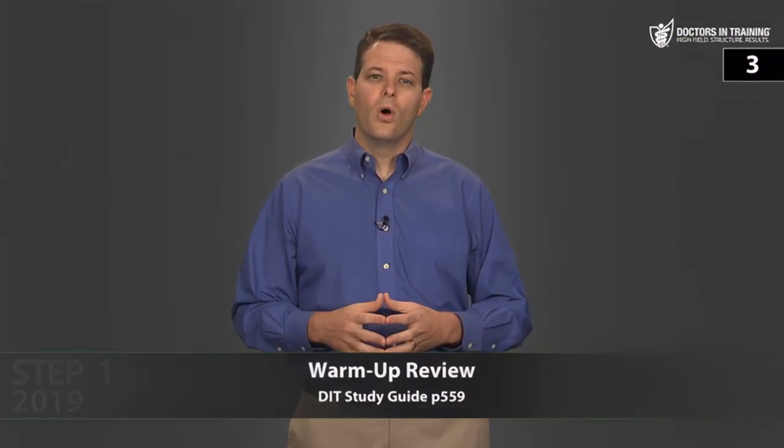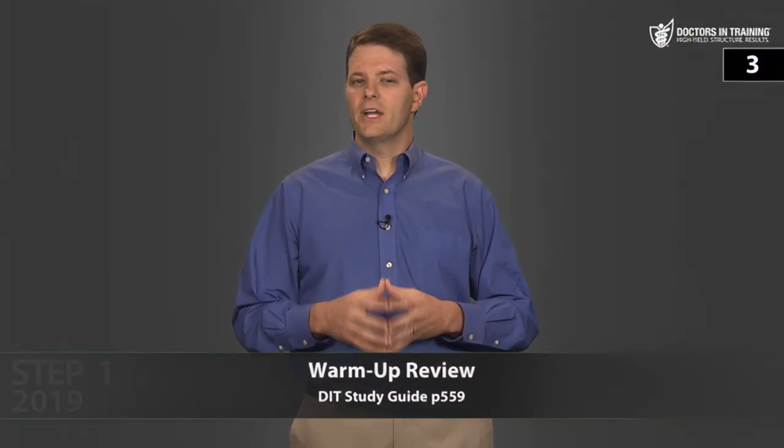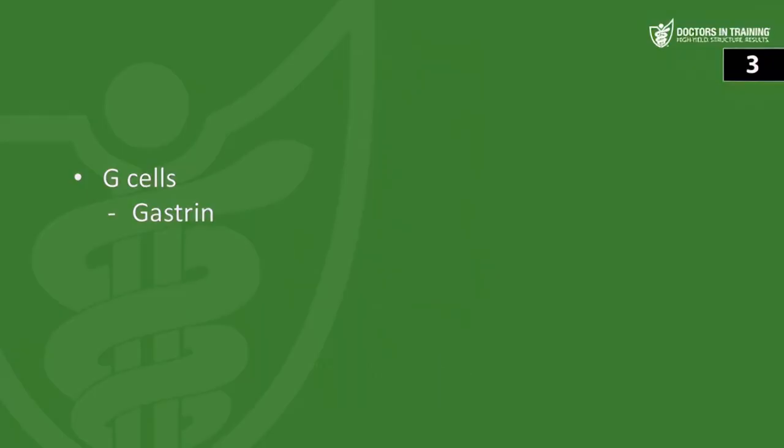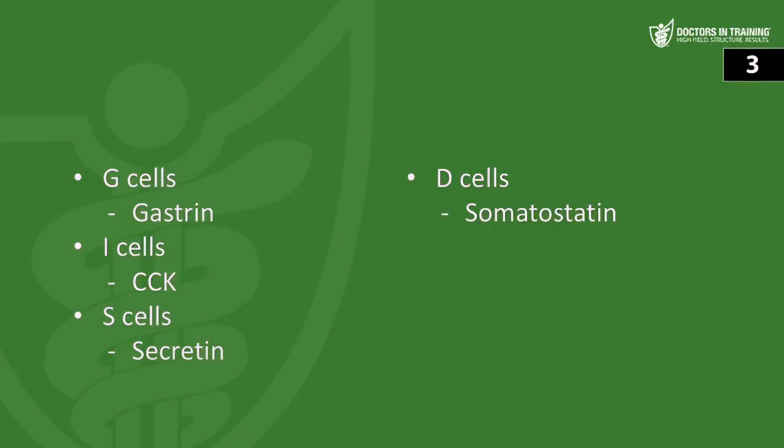Then the last question, what does each of the following cells of the GI tract secrete? So the G cells of the stomach secrete gastrin, the I cells secrete CCK, the S cells secrete secretin, the D cells secrete somatostatin, and then the parietal cells of the stomach secrete both gastric acid and intrinsic factor.